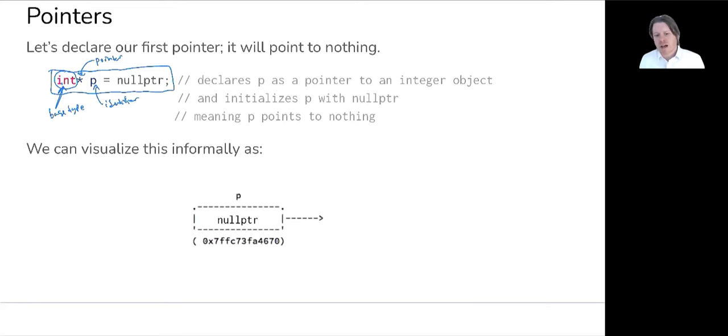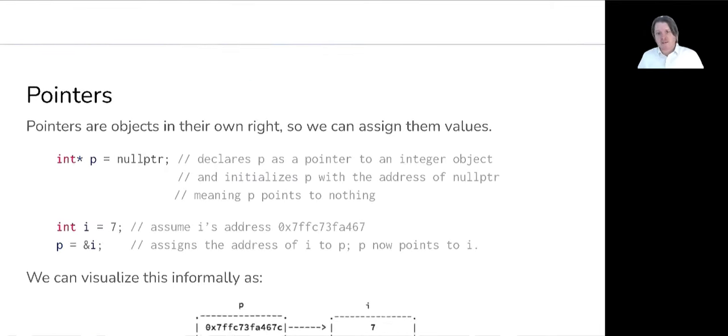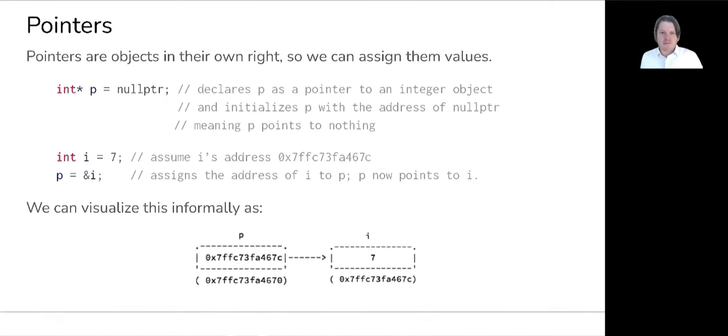So we can visualize this informally as P. We can say that it is bound to this object residing at this address. So that's the address of P. It's where it lives out there in memory. And then in this diagram notation, we can see that the initial value of P is null pointer, which means it is pointing to nothing. So in this case, nada.